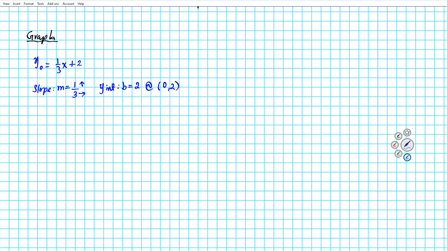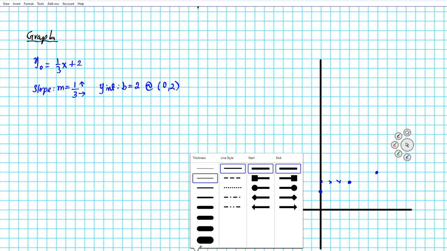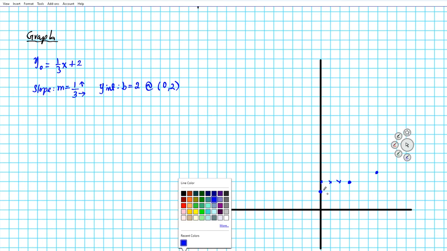Okay, so let's go ahead and graph that. Set up our coordinate system. Let's bring it a little bit lower. Okay, so starting from 0, 2, we're going to rise 1 and run 3. 1, 2, 3. There you go. Okay, rise 1, run 3. All right, let's go ahead and draw that line. So that's going to be the original line.